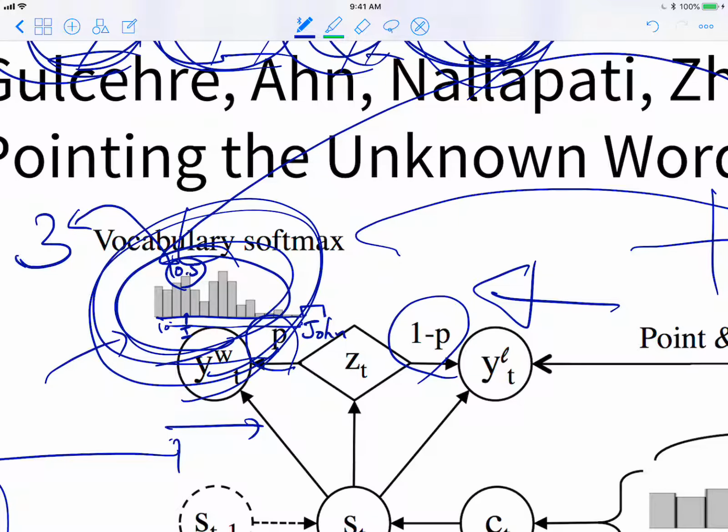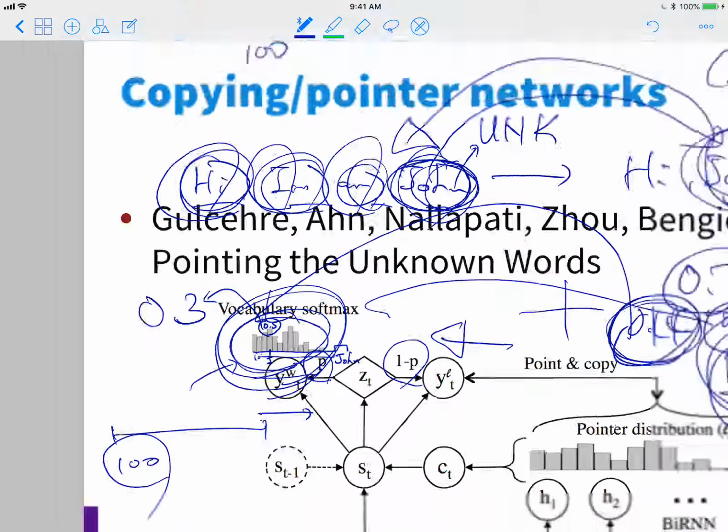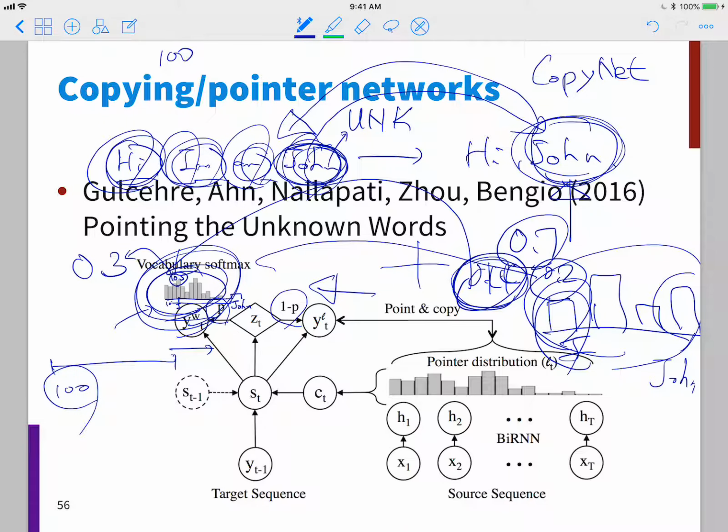Okay, and then finally, we pick up the argmax token from this. The model should make a proper decision, but at least the model should be able to generate the unseen tokens which were first seen in the input sequence. Okay, so that is the main idea of this CopyNet.